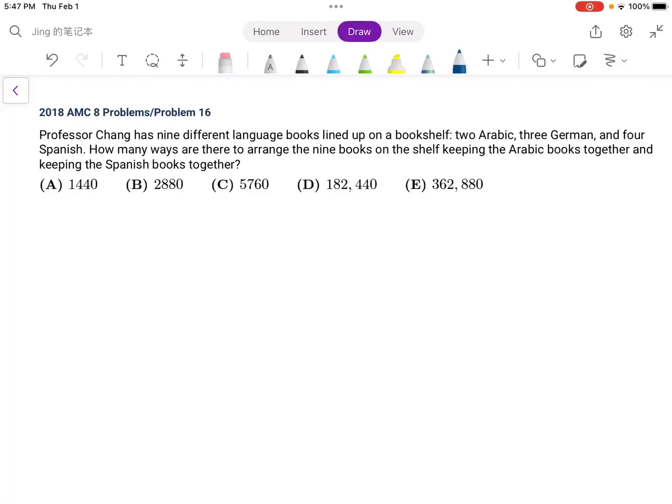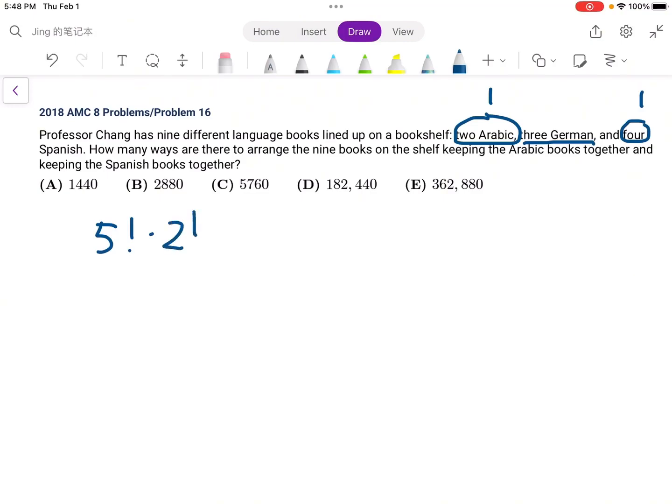Because when he arranges the 9 books, he needs to keep the Arabic books together and the Spanish books together. So we can view the 2 Arabic books as one item, and then the 4 Spanish books as one item. So, plus the 3 German books, there are 5 different items to arrange. That's 5 factorial. And then for each arrangement, we can arrange the 2 Arabic books.